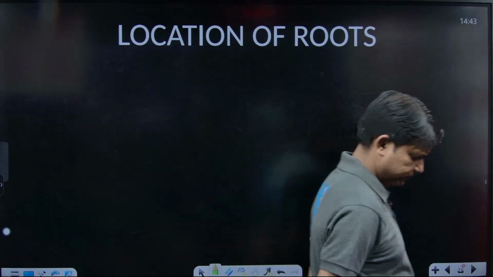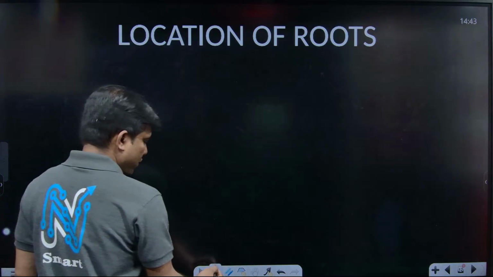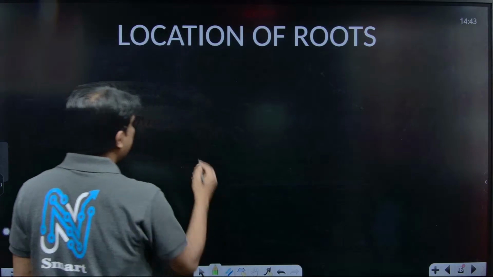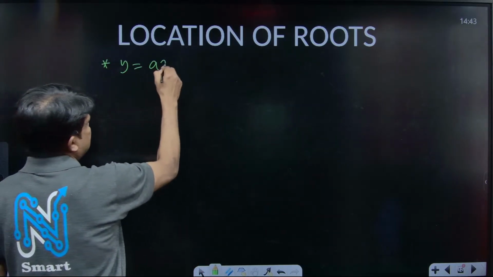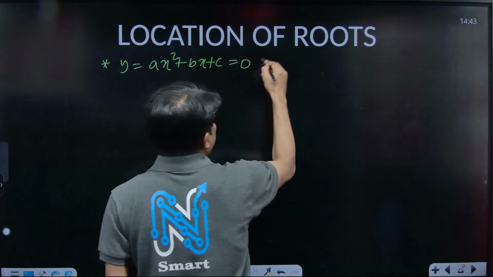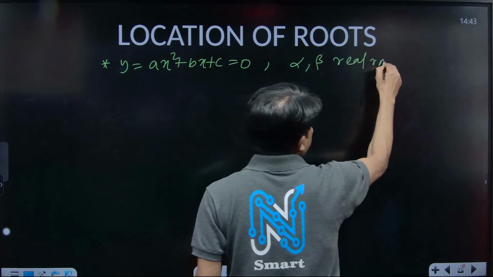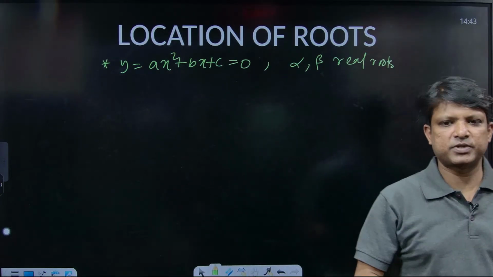location of root. Location of root, that means this is a quadratic expression. A quadratic expression has 2 roots. We have to locate them. Quadratic expression is given, and this is y equal to ax square plus bx plus c equal to 0, and alpha beta real roots exist. Alpha beta are the real roots of this expression.